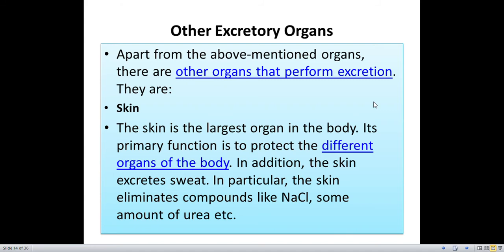What are the other excretory organs? Apart from the above mentioned organs, there are other organs that perform excretion. What are they? They are skin. The skin is the largest organ in the body. Its primary function is to protect the different organs of the body. In addition, the skin excretes sweat. In particular, the skin eliminates compounds like sodium chloride, some amounts of urea. In your textbook, they have given urea, uric acid, sodium chloride, water. Sweat is eliminated from the skin.